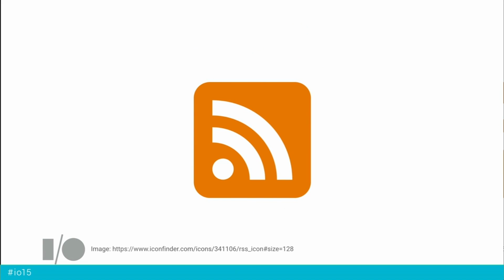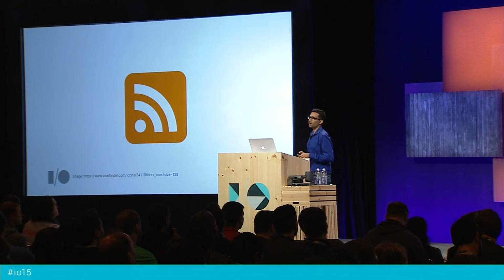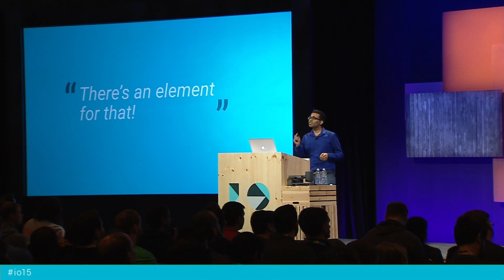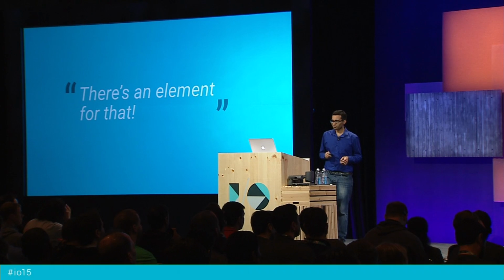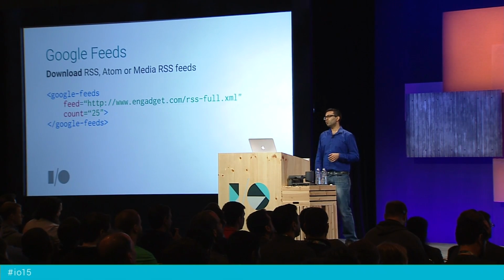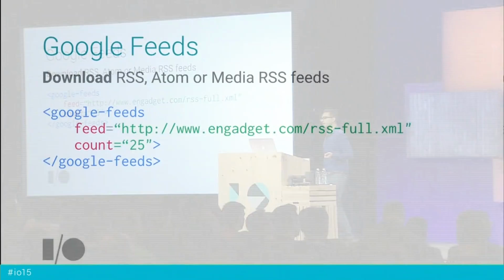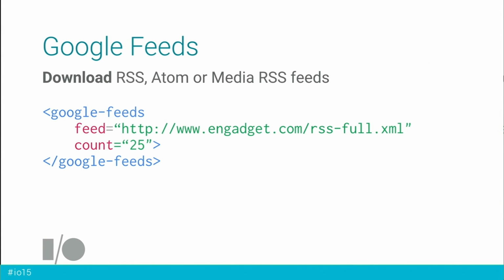Now, for this type of application, one of the first things you need is the ability to pull in Google Feeds. Thankfully, there's a Google Feeds API. And I'm glad to say that there's an element for that as well. The Google Feeds element, which declaratively allows you to go and say, well, download me this particular RSS, Atom, or media RSS feed. To specify the URL and the count of entries you'd like returned, and it can help you very quickly add content to your page.